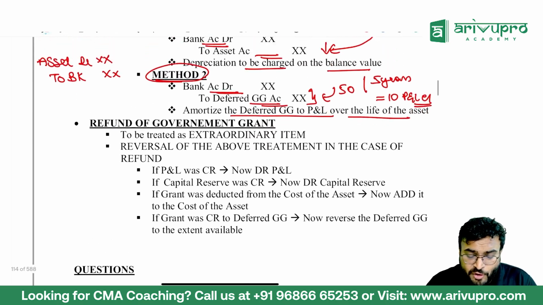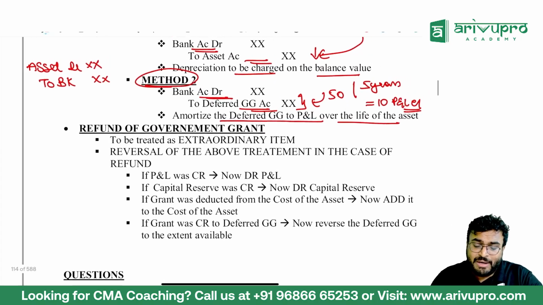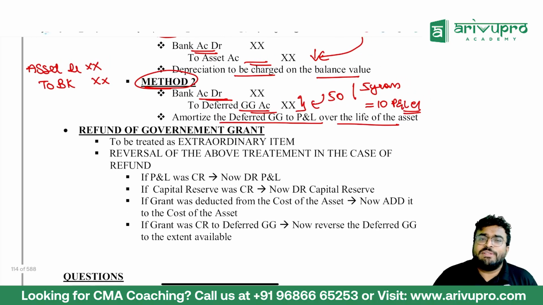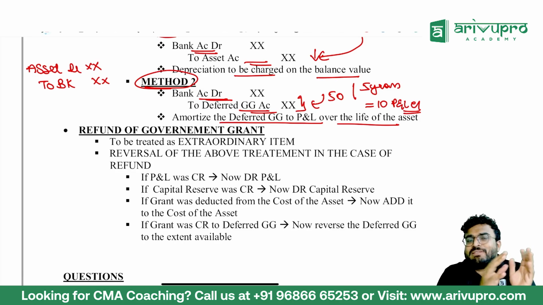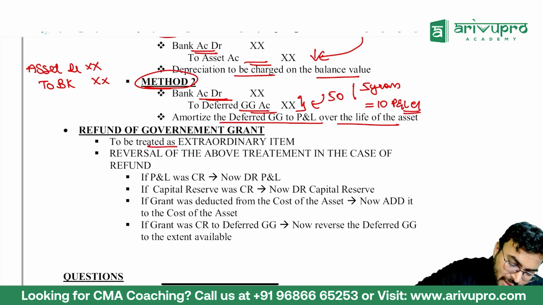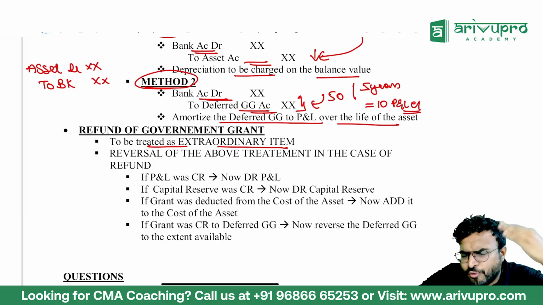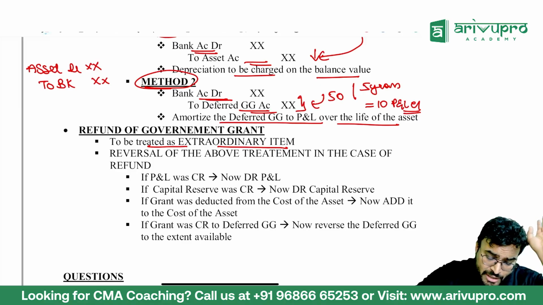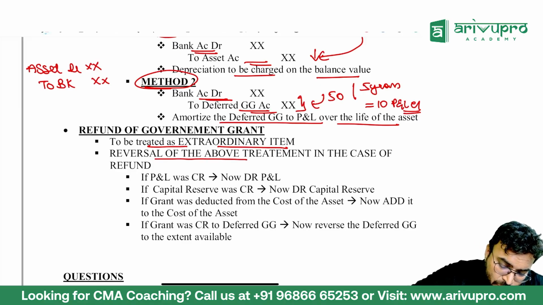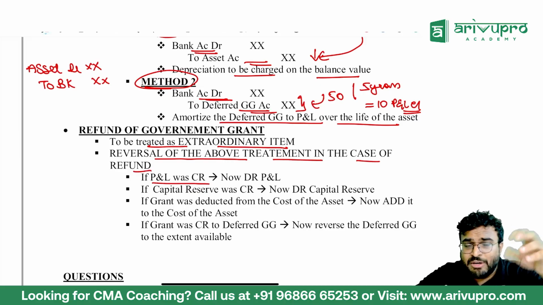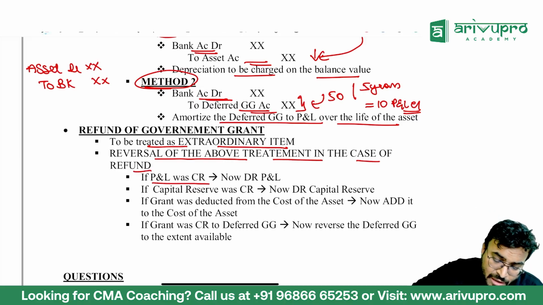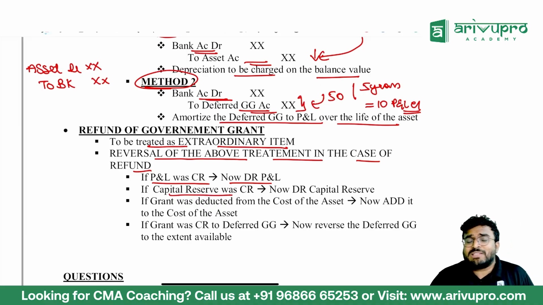Now, what if I don't follow the rules, sir, and I have to refund the government grant? Then I have to reverse the entry, correct? It is treated as an extraordinary item because you are expected to follow the rules that the government is putting forward. Reversal of the above treatment in the case of refund. That means if P&L was credited when you got the money, now P&L will be debited. If capital reserve was credited, when was capital reserve credited?